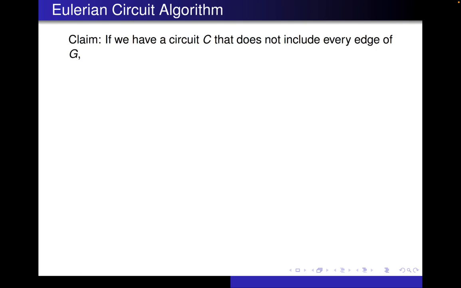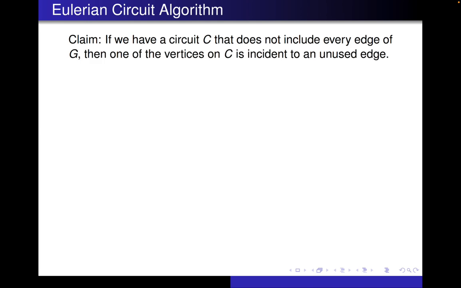So here's our claim. If we have a circuit C that does not include every edge of the graph G, then one of the vertices on C is incident to an unused edge. So what would it look like? Well, hopefully our picture looks like what we have over here. I'm going to bring in my pointer here. Over here at W, where W connects to some Z, where this is a new edge, right? That's what we're looking at. But, of course, Peeves says, well, what if all your unused edges are way out here that are not connected to the circuit at all? Well, we've got to consider that possibility and show that we can somehow find the Z that is outside the circuit that connects to W that is inside the circuit.